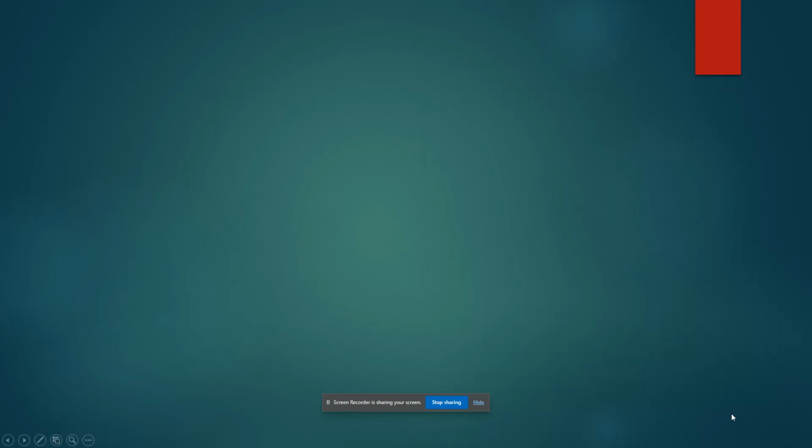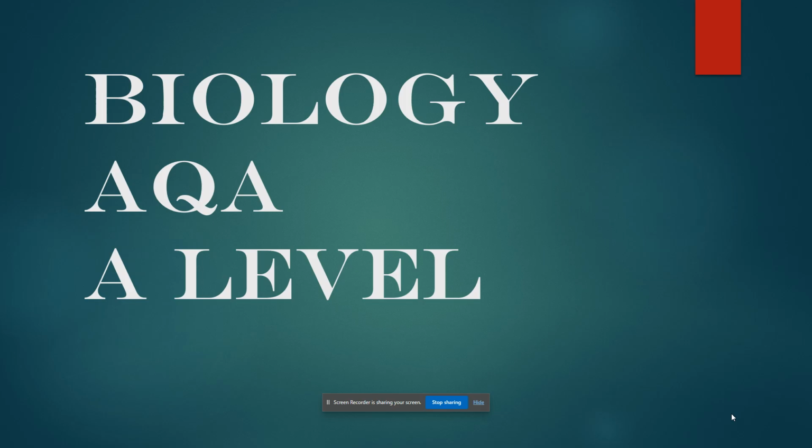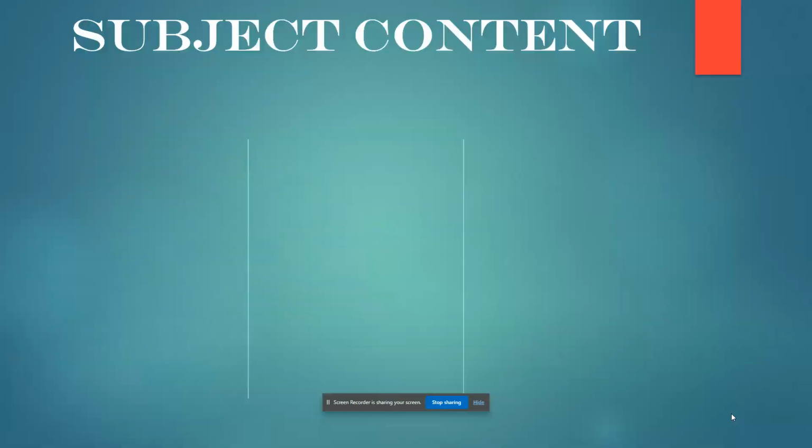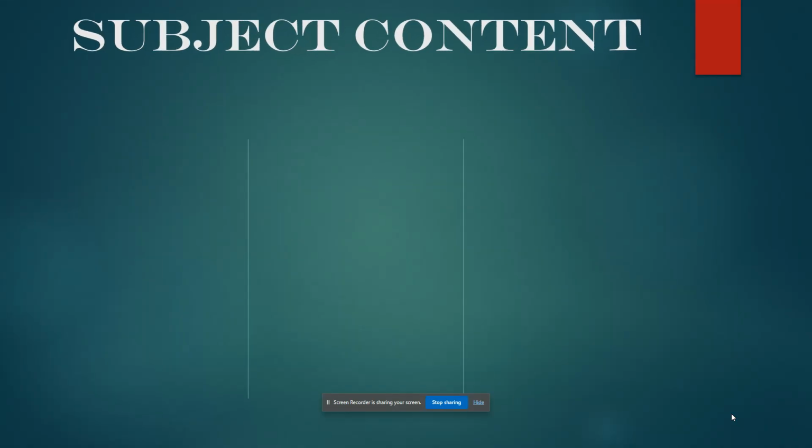Hello, this is a revision guide for AQA Biology, following the AQA specification. This is part 1, an introduction to the subject content for biology, AQA, A-level. Module 3.1 is on biological molecules.